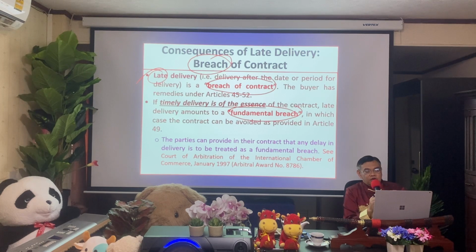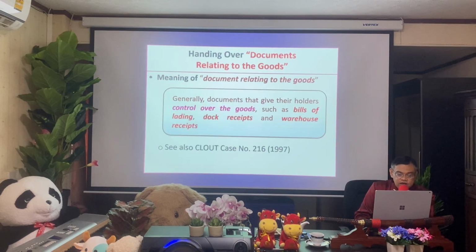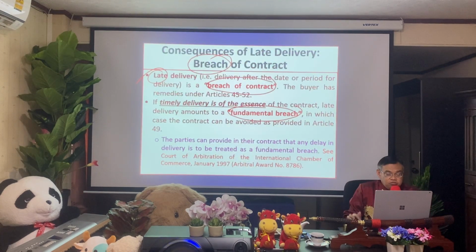We have not yet seen the rules about the fundamental breach, but for your information, the CISG distinguishes the breach into two types. The first one is normal breach. The second one is called the fundamental breach, or FB for short. The fundamental breach, put simply, is a breach which is so serious that it will have a very severe effect on the other party.